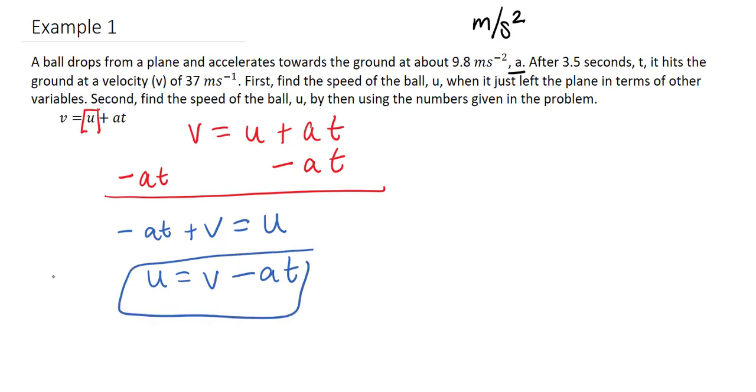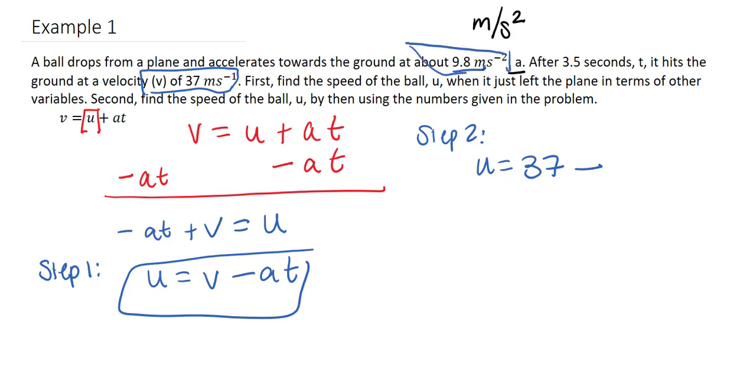So this is step 1. Now let's go ahead and plug in our numbers. So u is equal to, what's our v? Let's go back. Our v is 37. So we just write the numbers. We have 37 meters per second, and then minus 9.8, which is our acceleration, because it tells us right here, accelerates towards the ground at 9.8. So we just write 9.8 right there.